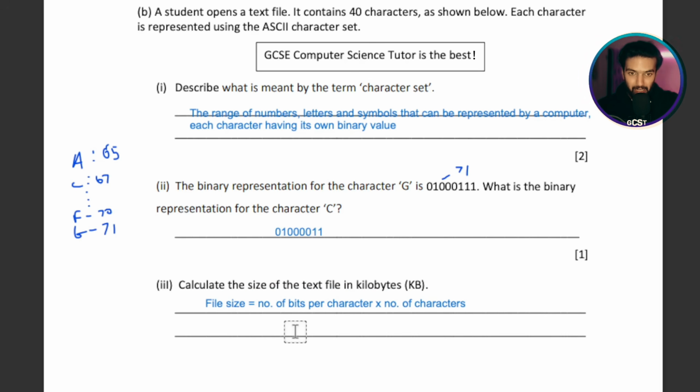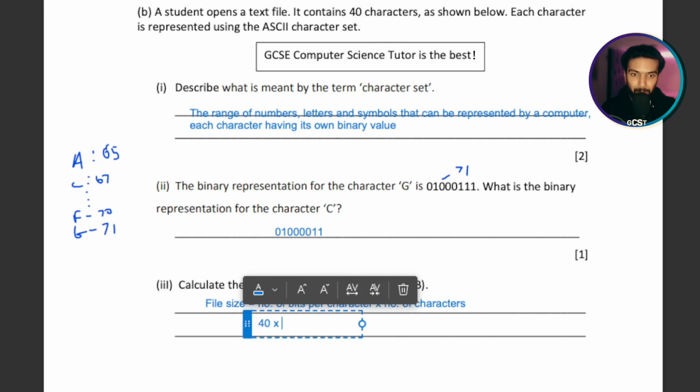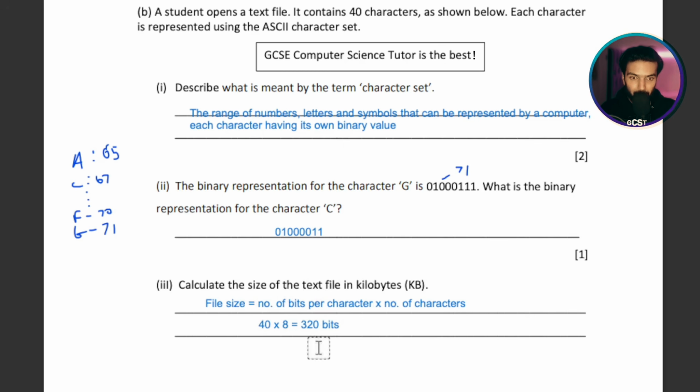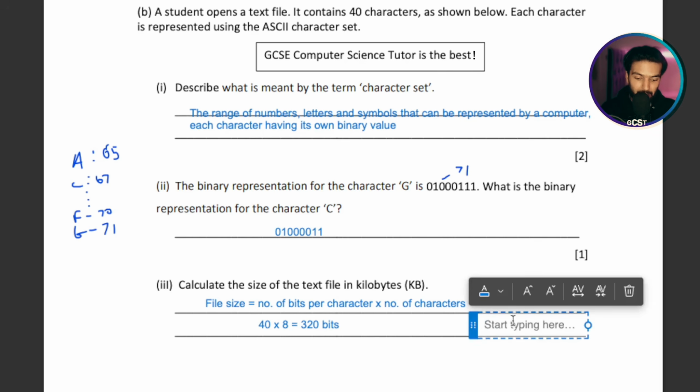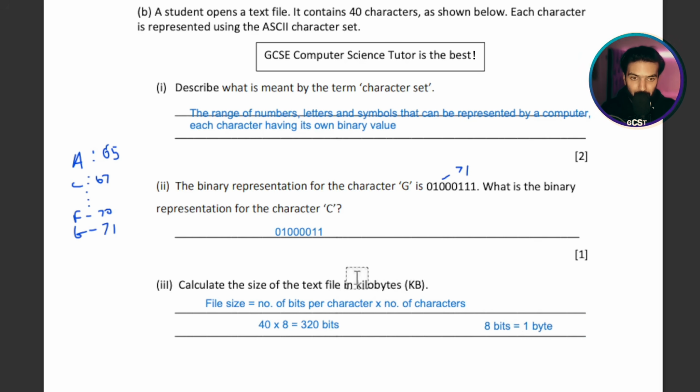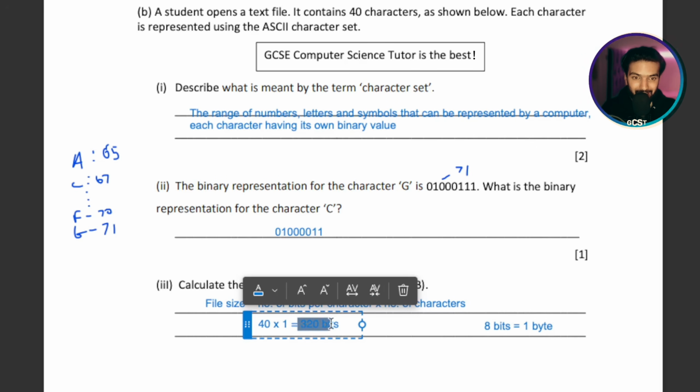So file size is equal to number of bits per character times number of characters. Number of characters is 40, so we get 40 multiplied by bits per character, which is 8 because it's ASCII, which gives us a value of 320 bits. But you also need to remember that 8 bits equals 1 byte, because again we're trying to convert it into kilobytes. Alternatively, we could have just divided by 8 and gotten 40 bytes.